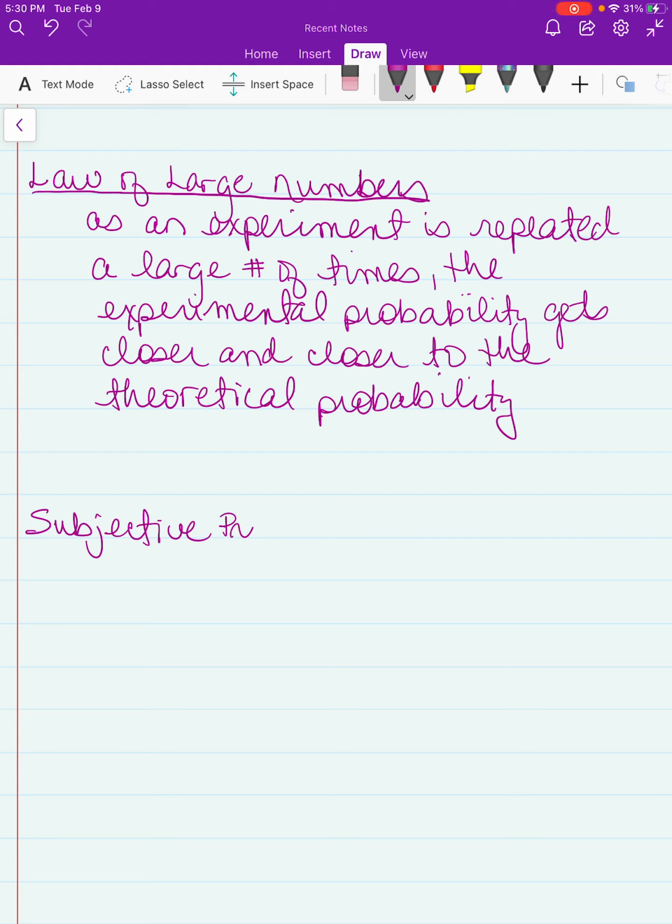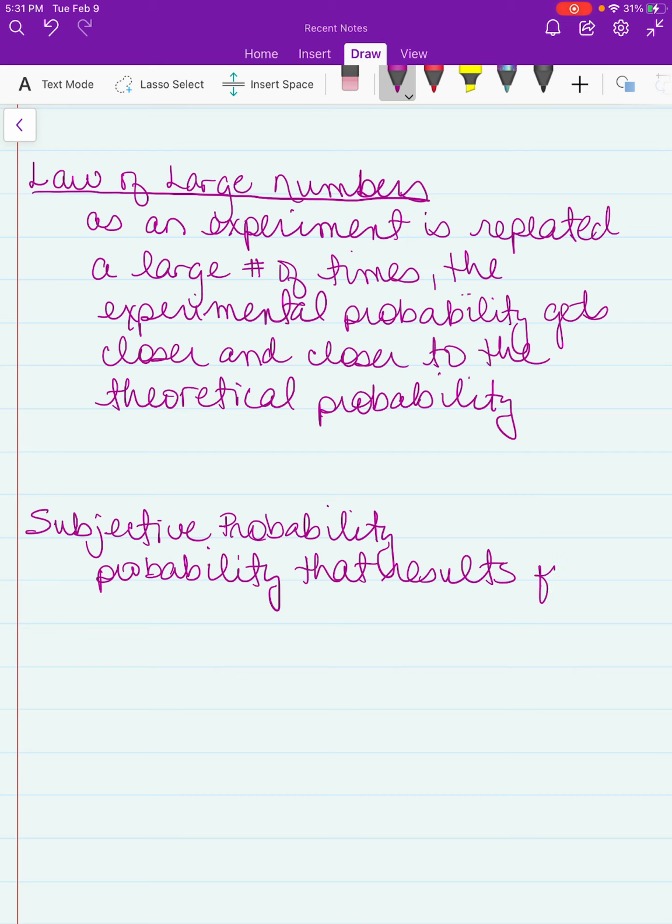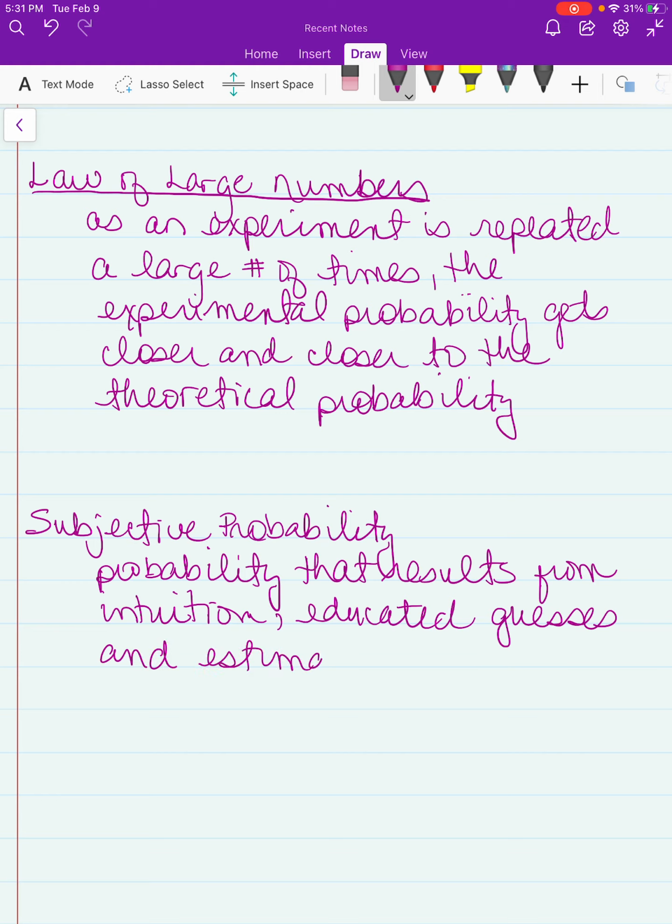Subjective probability is probability that results from intuition, educated guesses, and estimates. So an example of subjective probability would be the weather report. You have meteorologists that don't know exactly what's going to happen, but they use educated guesses, estimates, and intuition to give you a probability that it will rain tomorrow.